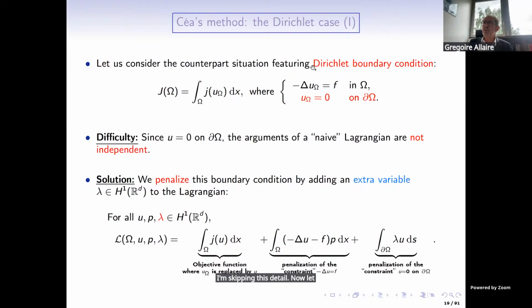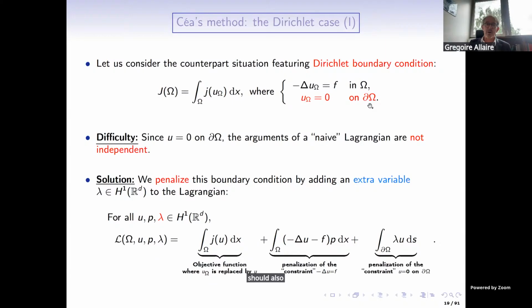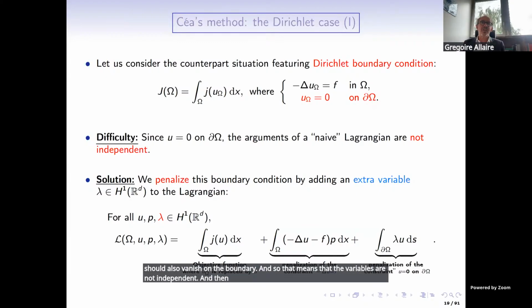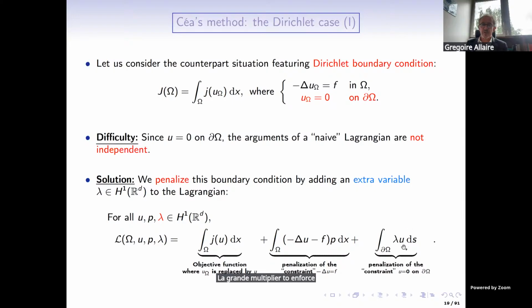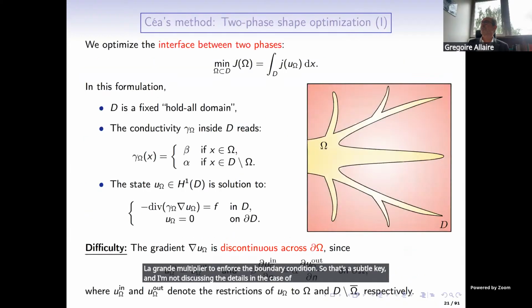Now let's discuss very briefly the second case, the Dirichlet boundary condition. Here there is a subtlety because the solution u should vanish on the boundary, and then in the standard variational formulation, any test function should also vanish on the boundary. That means that the variables are not independent, and the standard adjoint method does not work properly. So you should introduce another Lagrange multiplier to enforce the boundary condition. That's a subtlety, and I'm not discussing the details in the case of the Dirichlet method.